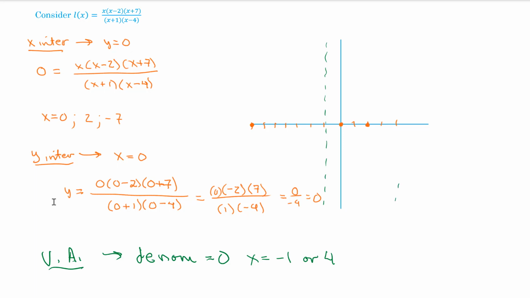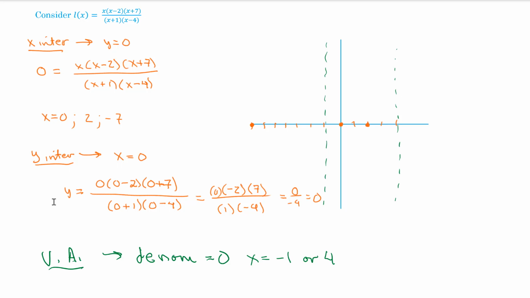And that's going to go right here in green. Okay, so we have our x-intercepts, we have our y-intercepts. We have our vertical asymptote. Next thing to ask ourselves is, does this have a horizontal asymptote?